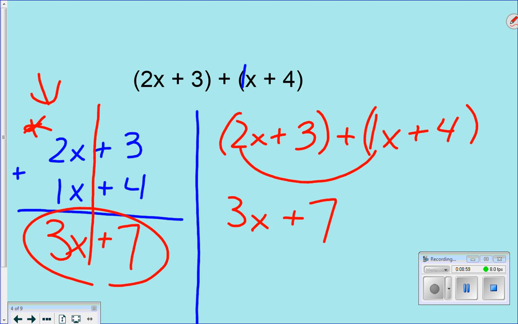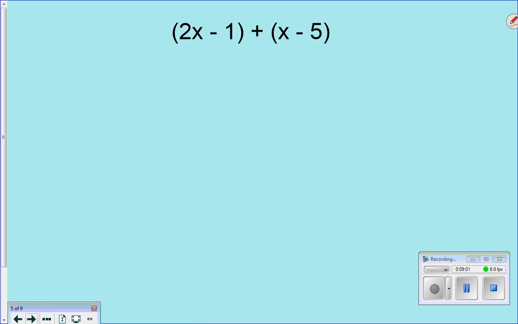None? Okay, let's try another one. 2x minus 1 plus x minus 5. Do you want me to show you both ways, or do you want to do the one where it's up on top of each other? Which one would you rather have? Okay, line them up. So then I would do 2x minus 1 plus 1x minus 5.